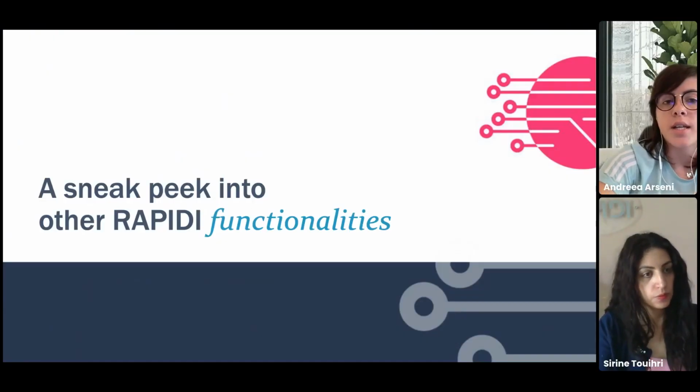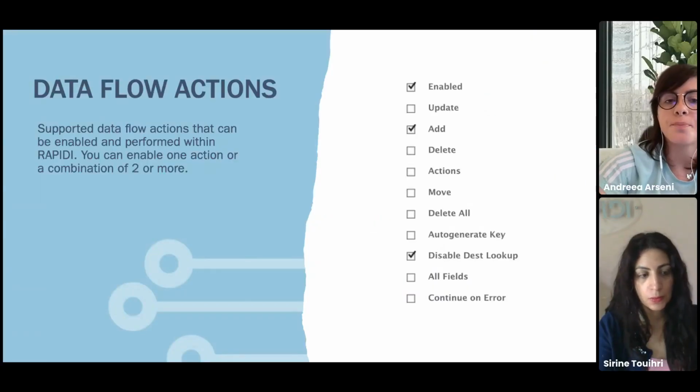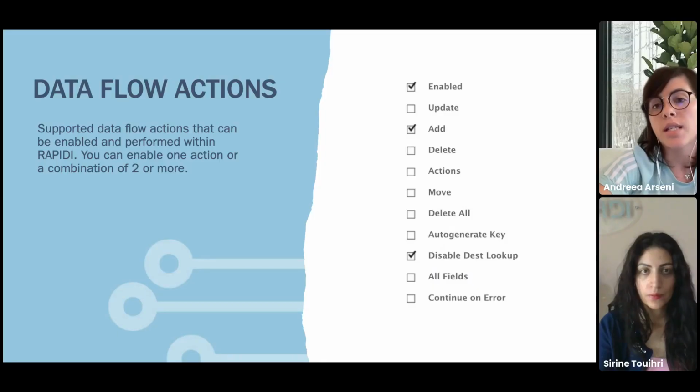The next section is a sneak peek into some of the Rapidi functionalities. We have chosen a few. So here, we talked about this a bit, about the actions. So whenever you decide to set up an integration, you have to think about the actions, what you want to achieve via this integration. So in this case, for example, you can say, I want to create new records, right? So if a new account is created in my Salesforce org number 1, then the same account will need to be created in the second org.